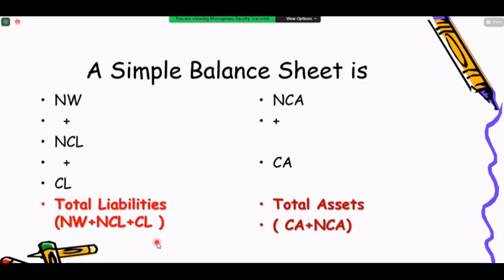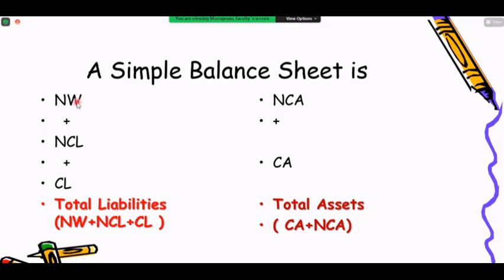Okay, friends. Here, on the asset side, NCA means the assets whose shelf life or utility life will last beyond 1 year. That is non-current assets. The other category is current assets. What is the difference between current assets and non-current assets? The current assets will generate cash flow within 1 year. All others are non-current assets only. So here there are only two segments. So the total assets are CA plus NCA.